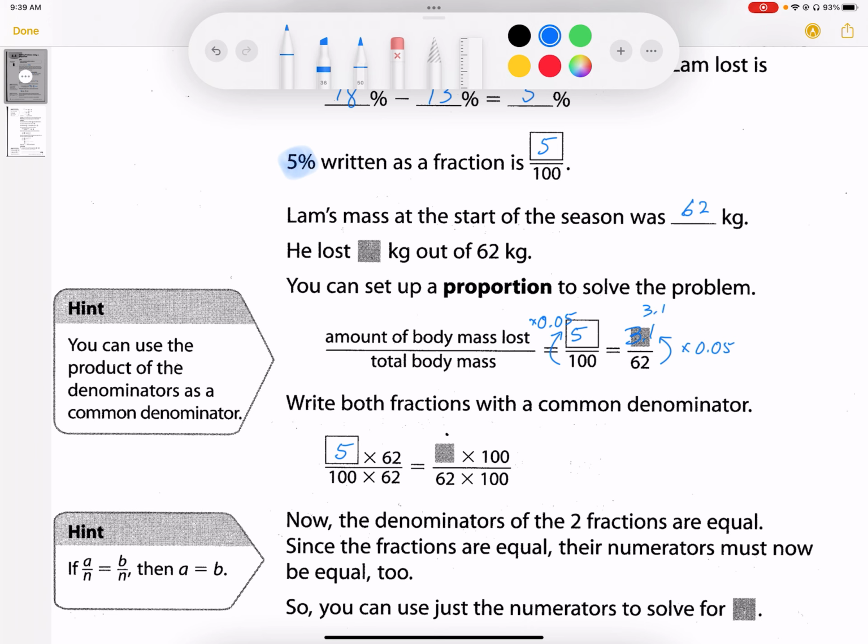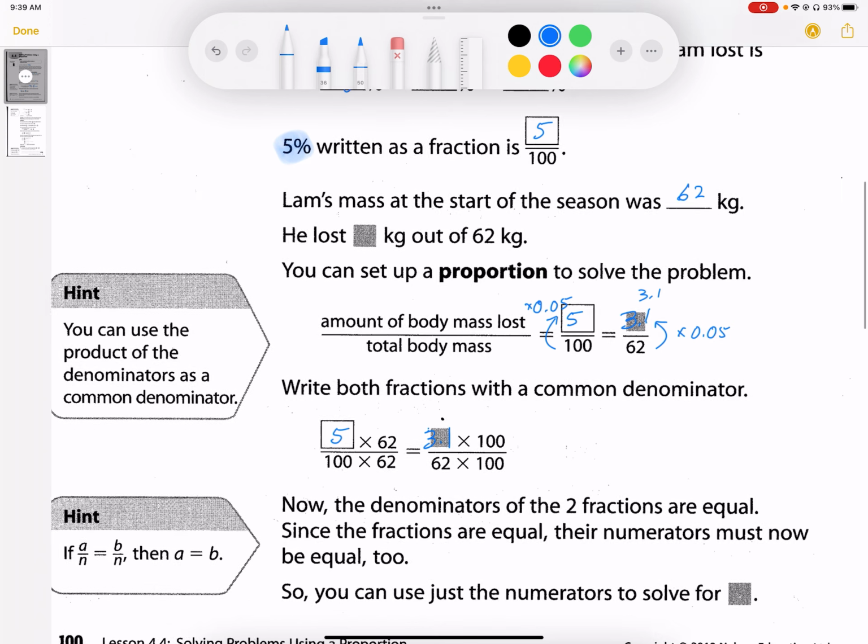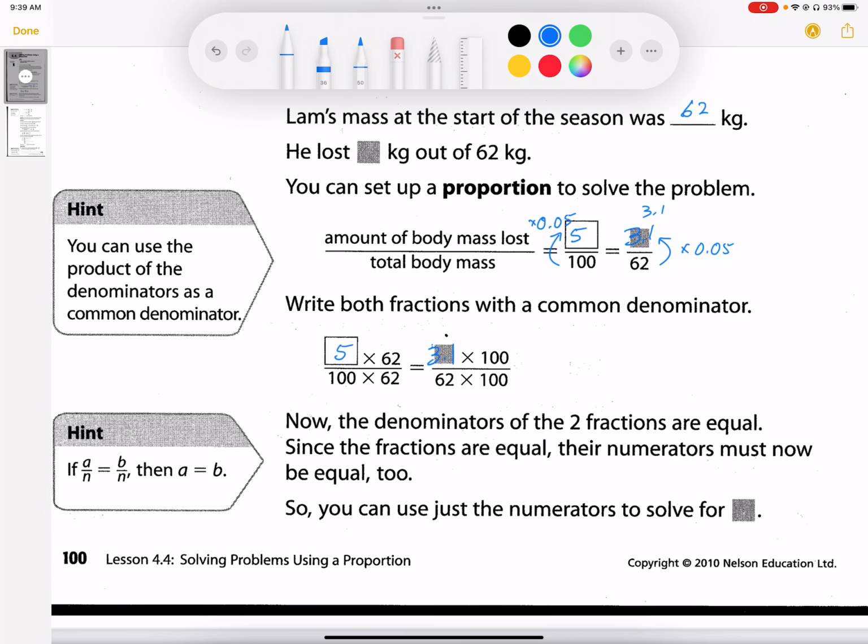Okay, I'm just going to write up here 3.1. So this then represents 5% of 62. So 3.1 is going to be the answer. And we can check that fraction. 5 times 62 is the same as 3.1 times 100. So the way that they're giving you the hints, we can do lots of different ways, but the way we've been doing it and the way I want you to do in this homework is use that decimal multiplier.